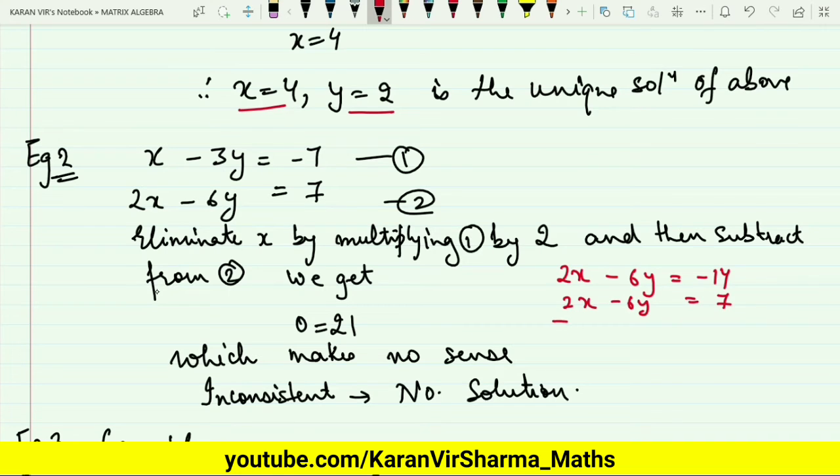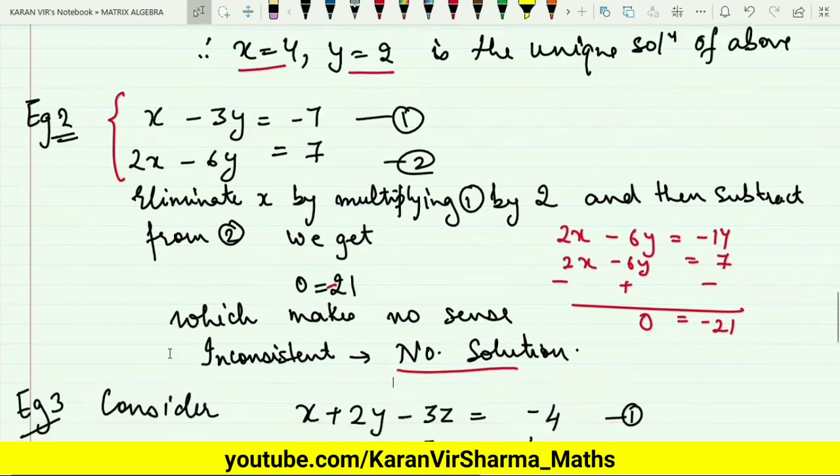Now if you subtract these equations, this will get cancelled out. Here we are left with 0 and here we are left with 21. So 0 equals 21, or rather 0 equals minus 21. This is something absurd, which makes no sense. So it means this system is inconsistent. That is, no solution exists for this system of linear equations.